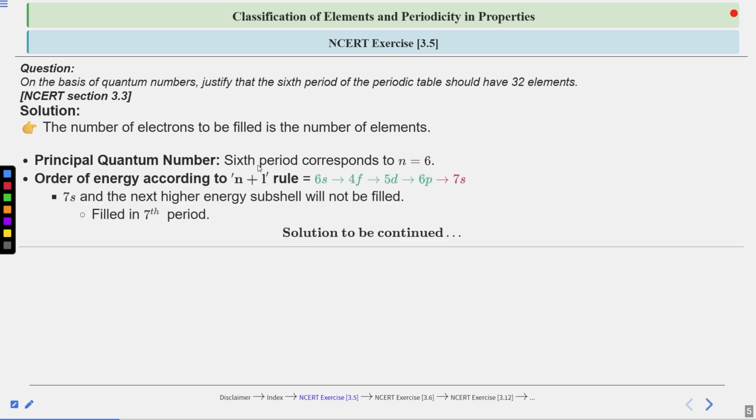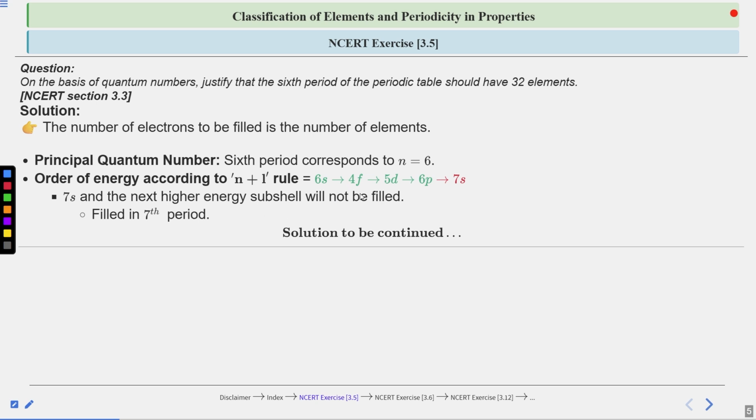Now what are the orbitals or subshells that we will fill in n equals 6? We will start from 6s. Then after that, if you know the n plus l rule, you can write the further energy subshells. So 6s, then 4f, then 5d, 6p. As soon as you see the 7s, you won't move forward. You will stop here because 7s will be filled in the 7th period.